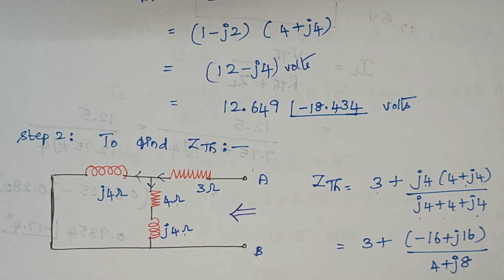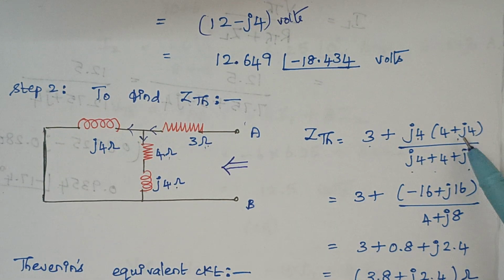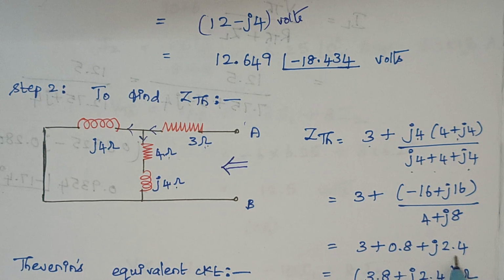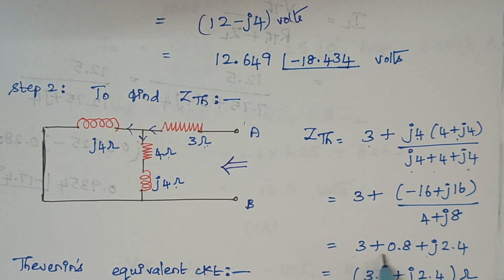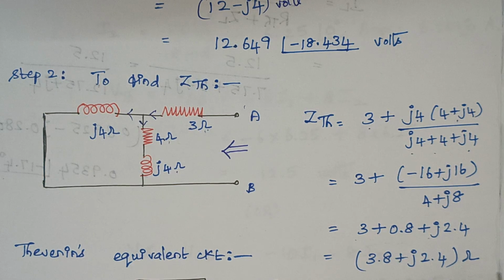Once you solve and simplify, don't go with LCM and all. You can just directly solve this division. Once you solve, you have an answer like this. Then again, just add plus 3 to it. That's it. So here the value of Z Thevenin is 3.8 plus j2.4.